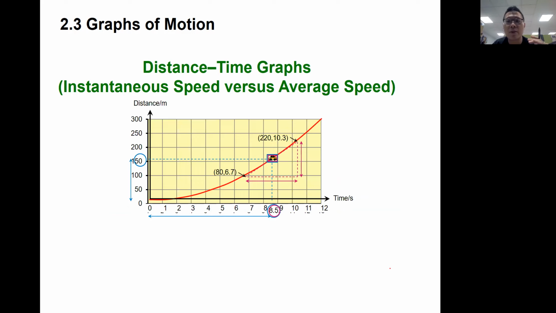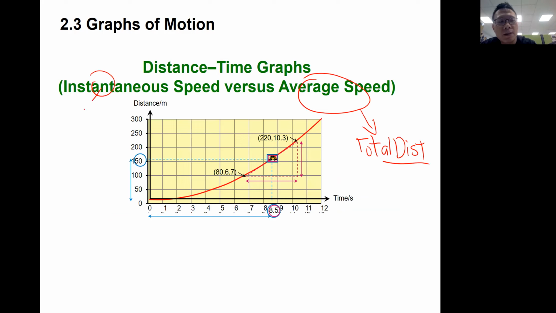Other than that, we have another piece of information that we can derive from this distance time graph, which is average speed. Average speed, remember, is total distance divided by total time. Instantaneous speed is the speed at that particular instant. If you look at instantaneous speed, we are looking at the gradient of a tangent, which is what you need to draw for the graph.